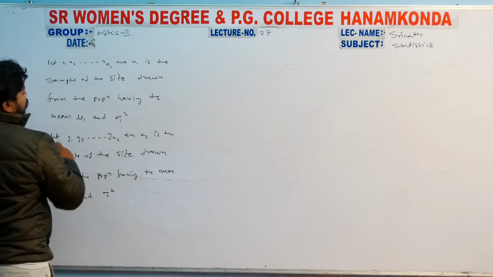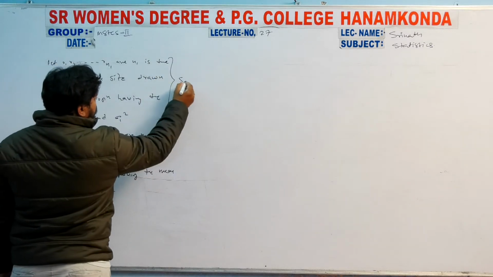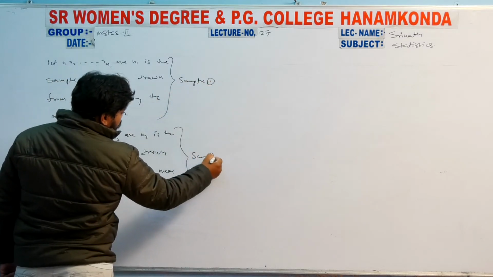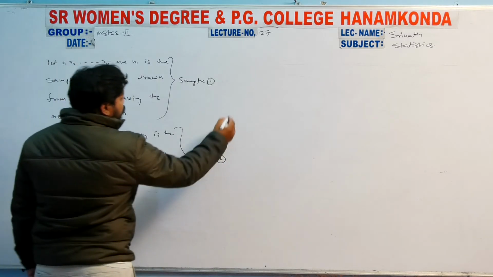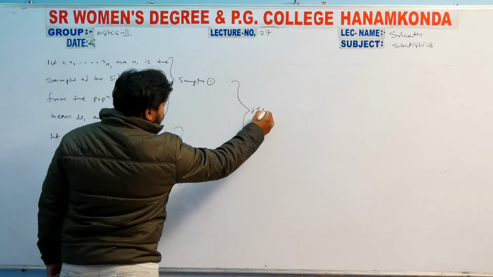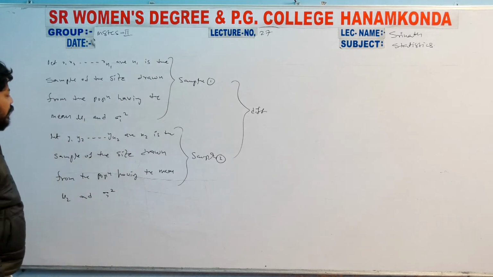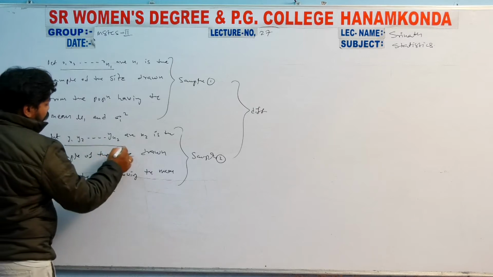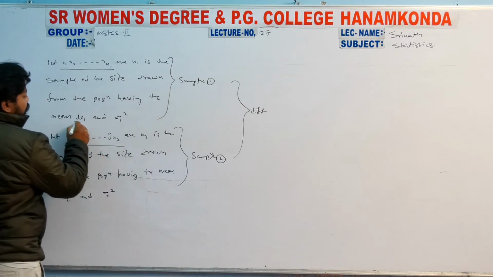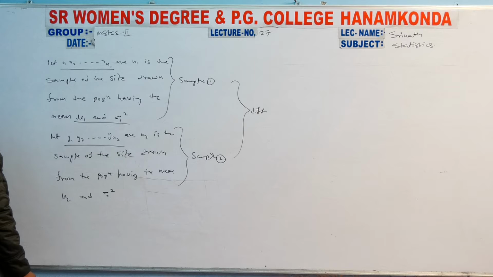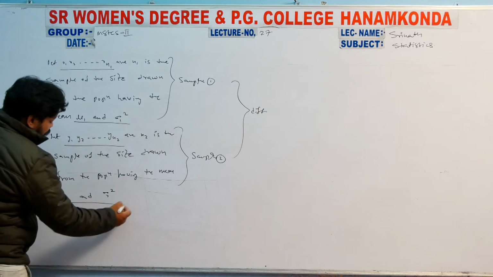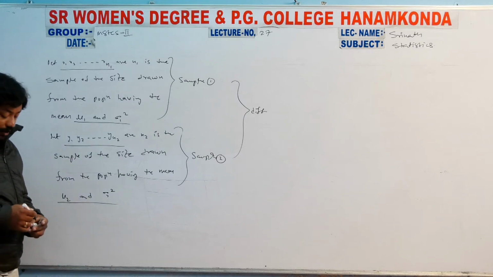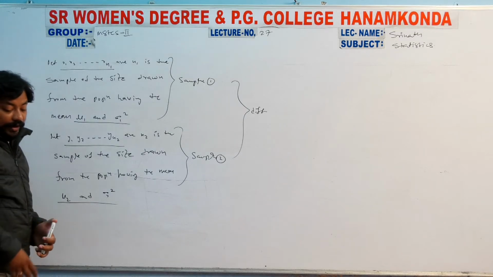So here we have sample 1 and sample 2, two samples we are taking for the differences. One is related to x and another one is related to y. Here first sample mean and variance are mu1 and sigma 1 square. Second sample mean and variance are mu2 and sigma 2 square. This is the clearly mentioned data.